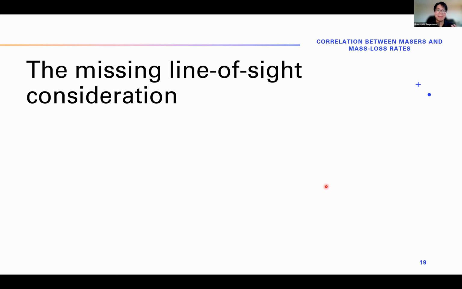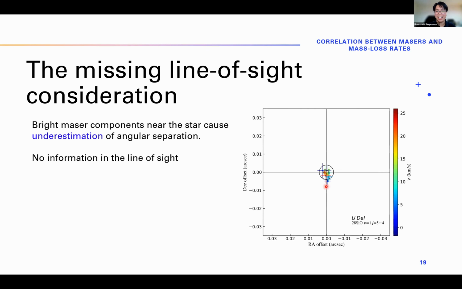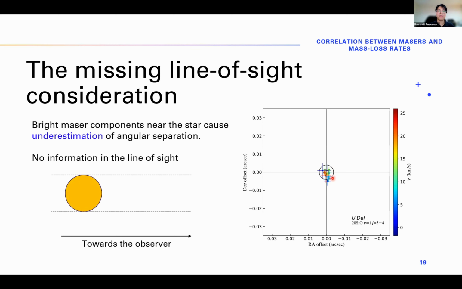Now, the next bit that is really, really clear is the missing line of sight consideration. Because bright maser components for high-J SiO masers, at least, tend to be near the star, that obviously causes underestimation of angular separation. So again, coming back to this UDEL, we don't know whether this component here is close to the star, or whether it could be very far away along the line of sight. At the moment, we have no idea. It could be very close, or it could be out here. So that's a problem right now. We have to deal with this.